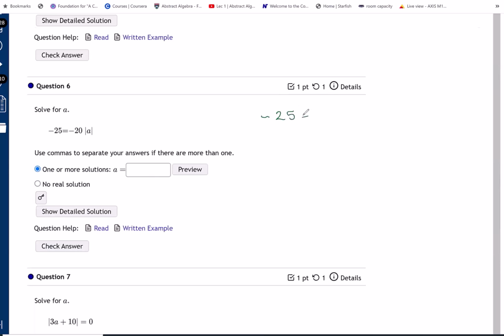If I start with -25 is equal to -20 times the absolute value of a, I want to get the absolute value of a by itself. To do that, I can divide both sides by -20. The negatives cancel. I get 25 divided by 20. I can simplify that. 25 divided by 5 is 5, 20 divided by 5 is 4. And that equals the absolute value of a, which means that a equals 5/4 and also -5/4.